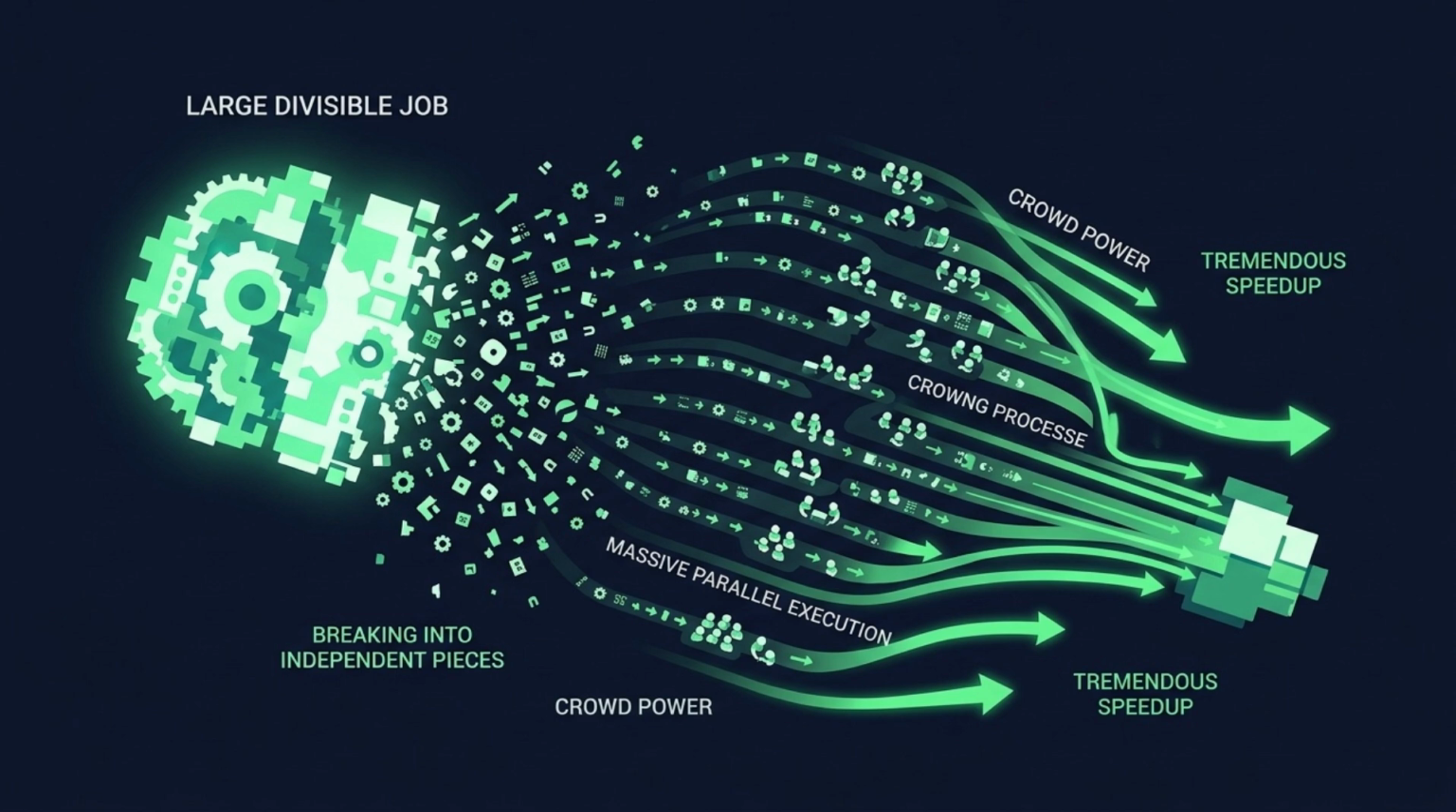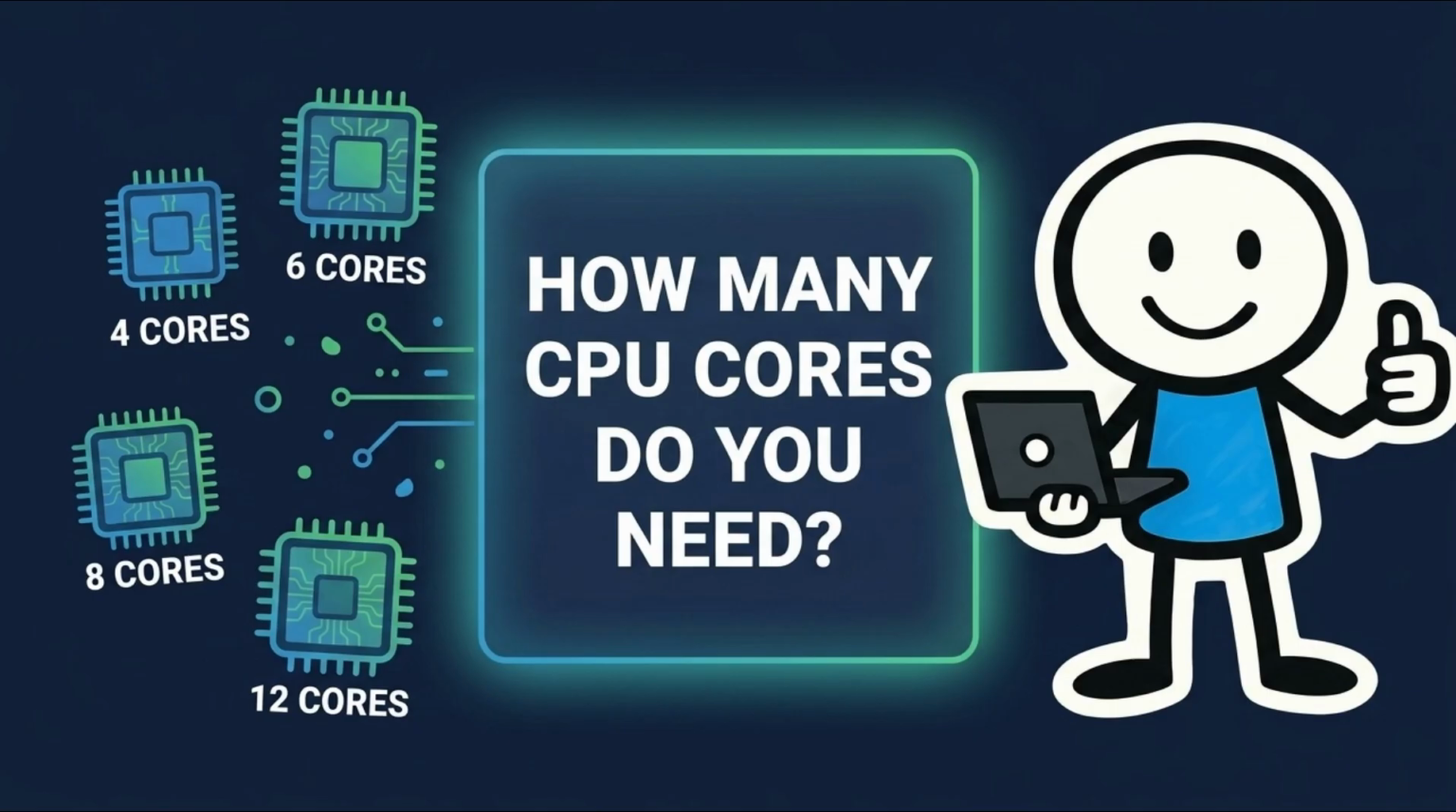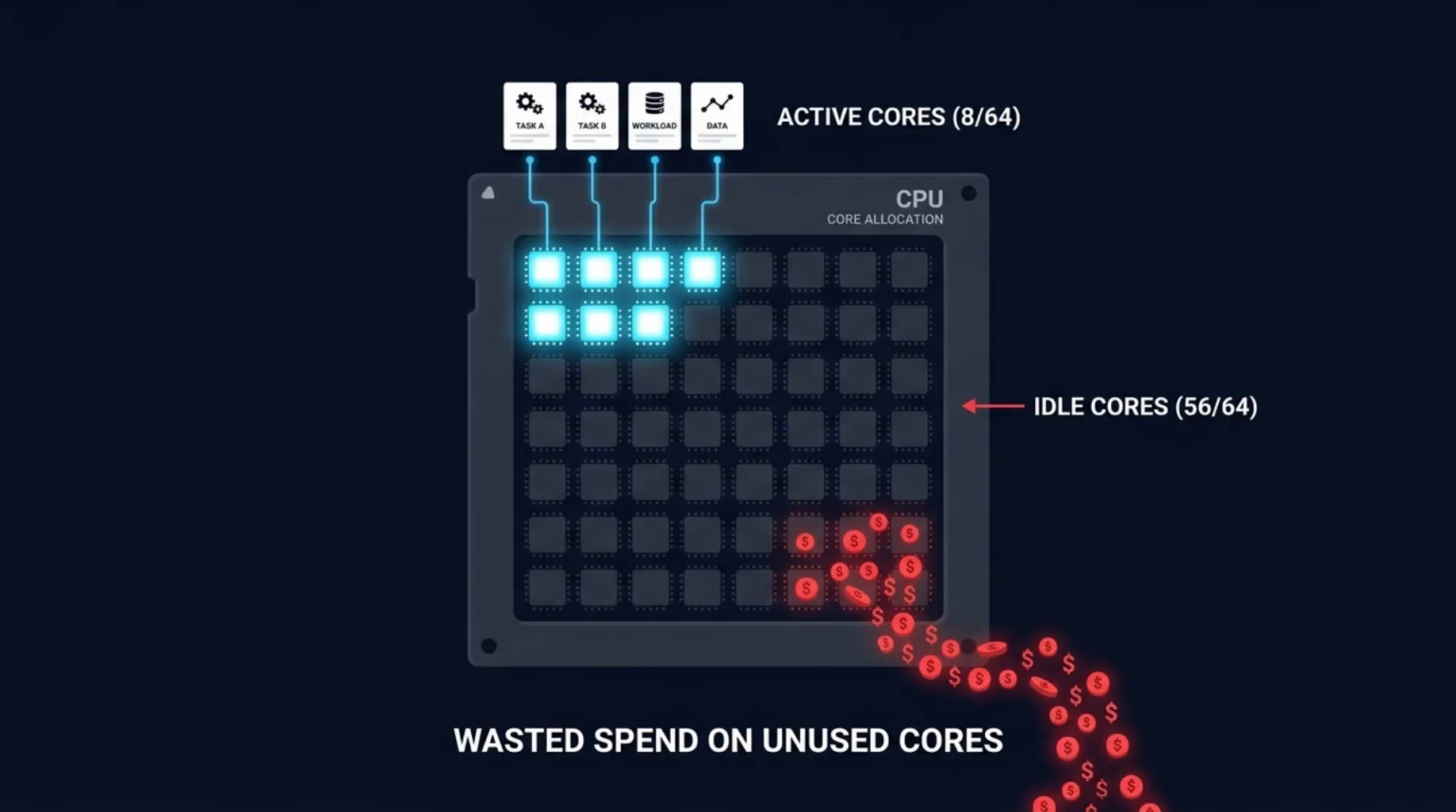So the real question is not, how many cores does this CPU have? The better question is, can my software actually use those cores? More cores are valuable when your workload can use them. Otherwise, they are potential power, not guaranteed speed. So how many CPU cores do you actually need? The answer depends on what you do with your computer, not what looks impressive on a spec sheet. A CPU with more cores can be better, but only if your work can use them. Otherwise, you might spend extra money on cores that mostly sit unused.